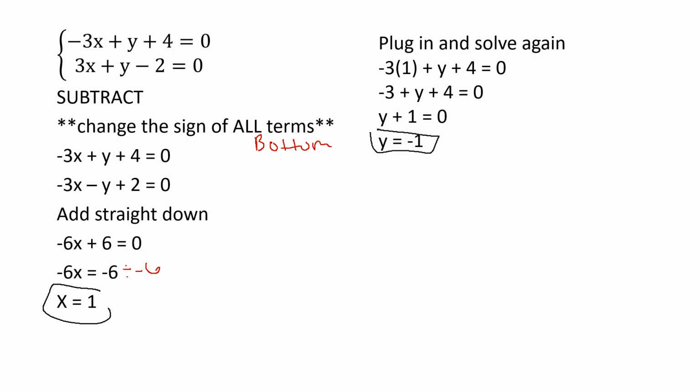And remember, because I am looking for the point where these two lines intersect, I'm going to put that into xy form, and that gives me 1, negative 1. So really, this is just like yesterday's, except for this right here. Okay, so if you could do yesterday's, you can do today's. Just remember we're subtracting, so we're going to change the sign of every term of the bottom equation.